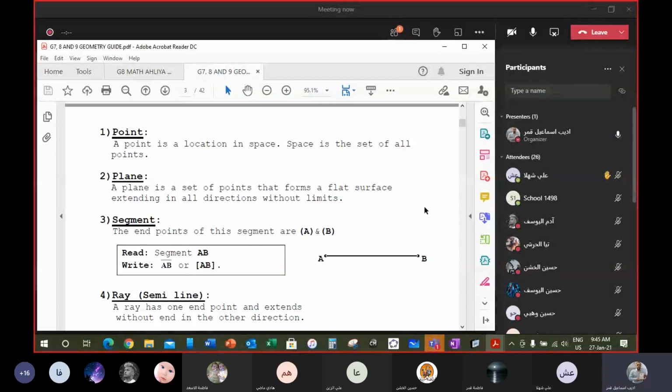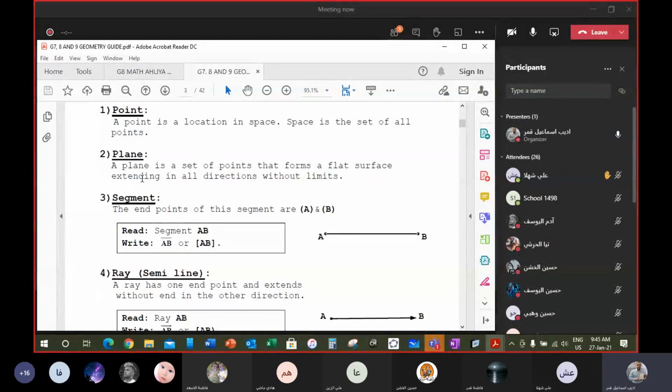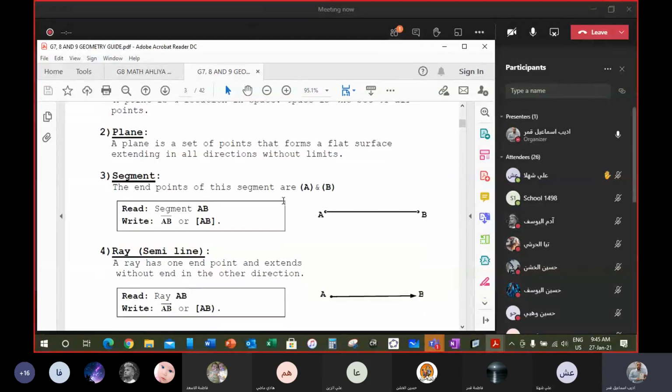So in his name we start. We will revise quickly everything about geometry. Point is a location in space. Space is a set of all points. Plane. A plane is a set of points that forms a flat surface extending in all directions without limits. And you know you have this file and you can revise it whenever you want.